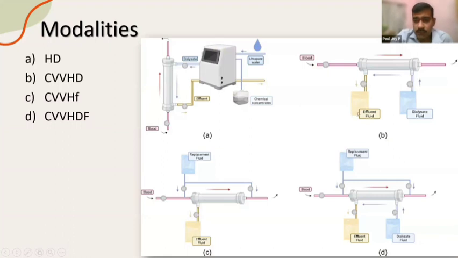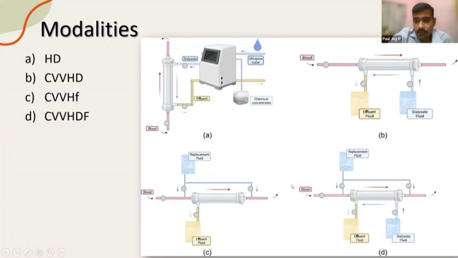In CVVHD, as I said, the blood and the dialysate will be flowing in a countercurrent fashion, and there is exchange of solutes, and with the pressure, ultrafiltration also happens. In CVVH, there is no dialysate flow, but a replacement fluid is given. This can be given either pre-filter or post-filter, and whatever fluid is given is removed in the filter and thus removed as an ultrafiltrate.